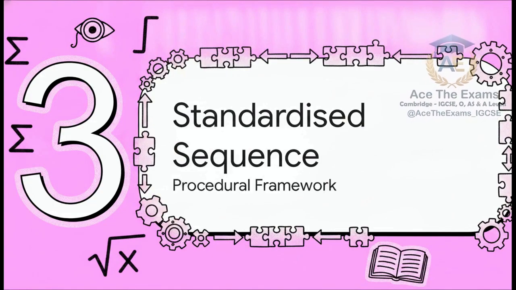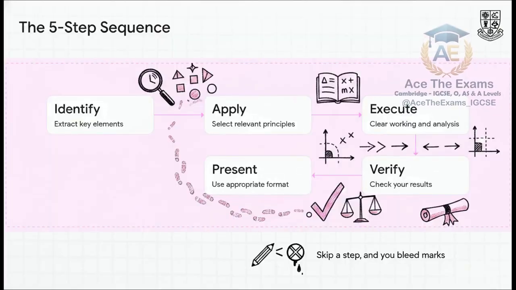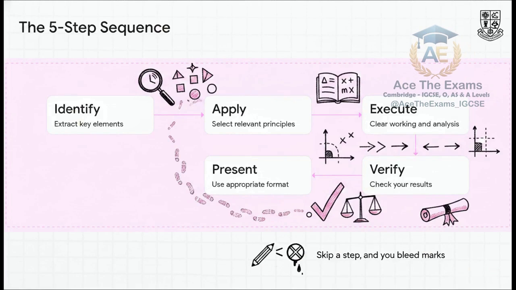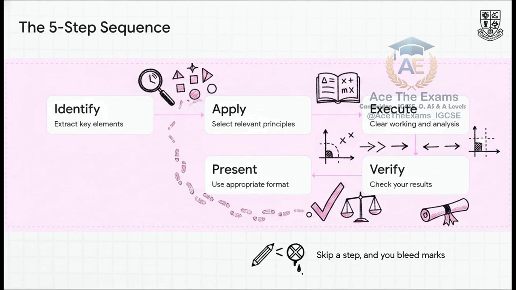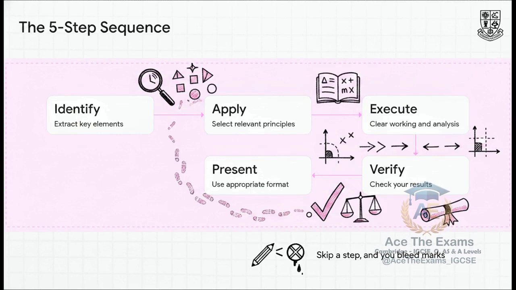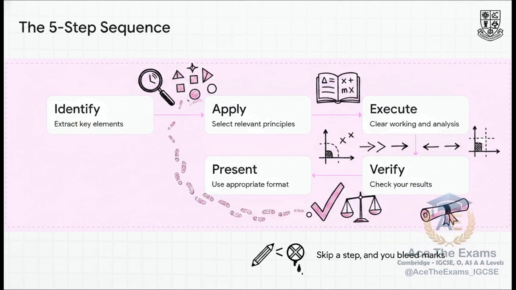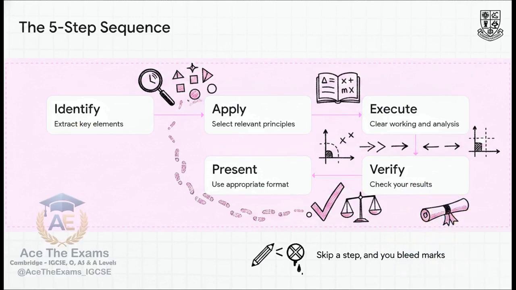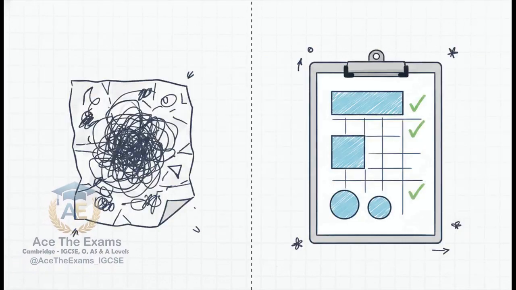Okay, Section 3, the standardized sequence. Let's look at the examiner's procedural framework. To totally master these modulus equations and inequalities, you have to strictly follow this 5-step standardized sequence every single time. First, deconstruct the question to identify the key elements. Second, apply your relevant analytical framework. Third, execute your analysis with incredibly clear working. Fourth, verify your results. And fifth, present them in the proper format. If you skip a step here, you are going to bleed marks. It's that simple. And honestly, execution is only half the battle.